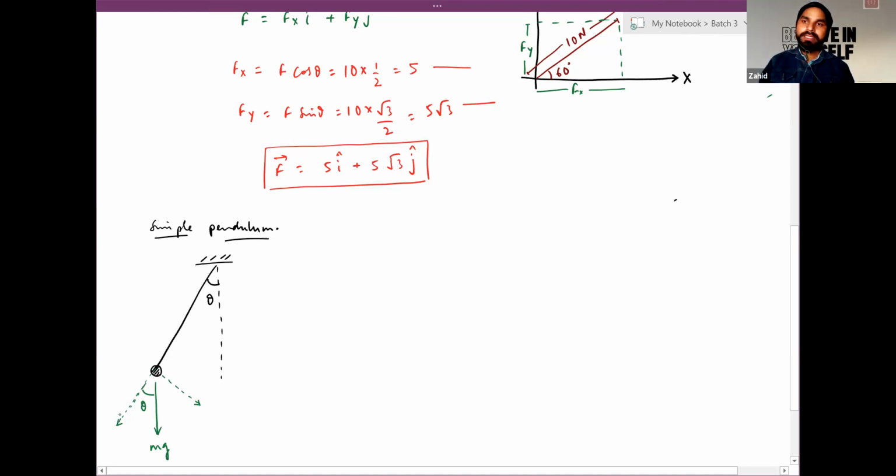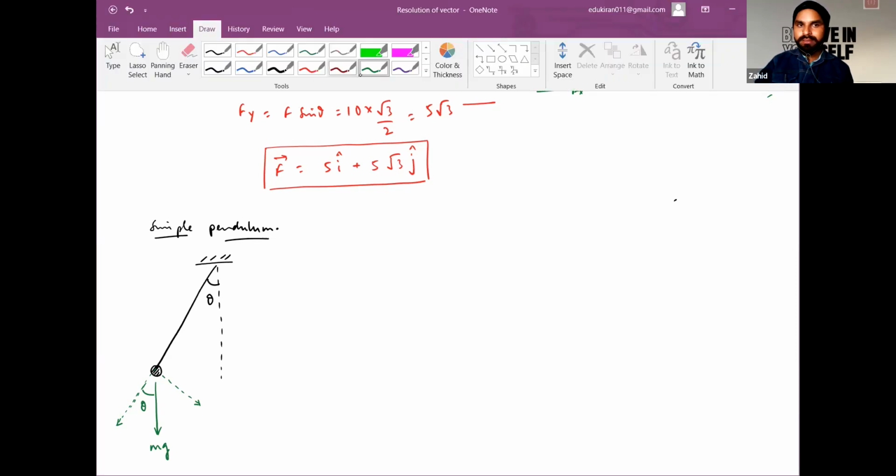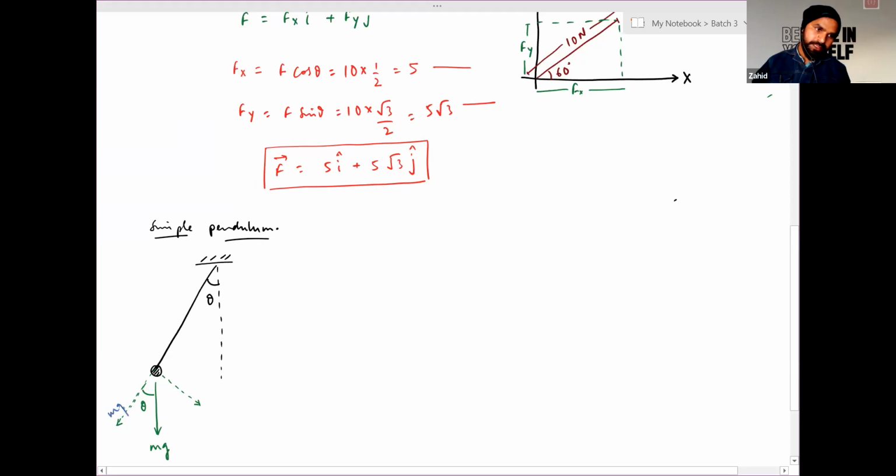So the component adjacent to theta of that resultant will be termed as the x component, and it is calculated by multiplying that resultant by cos theta. So this will be mg times cos theta. The opposite component, perpendicular to this, will be mg times sine theta. So this is how we can split a vector into respective x and y terms.